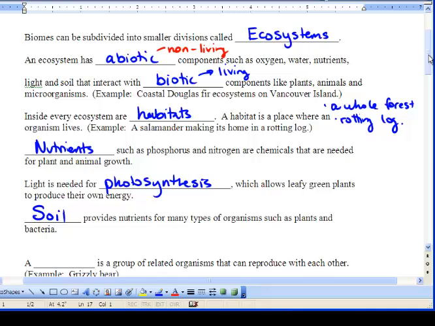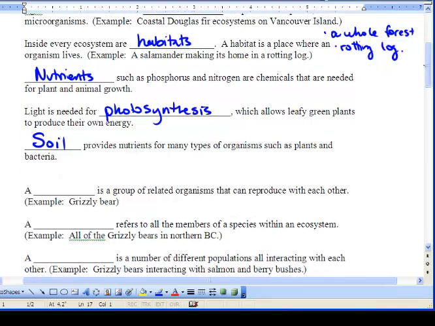So we've looked at an ecosystem, and we've broken a biome down into an ecosystem, and now within each ecosystem there are some biotic interactions. And these biotic interactions, they start with different animals that cohabitate. So initially, a species is a group of related organisms that can reproduce with each other. That's key. So they can reproduce, so basically it's the same species.